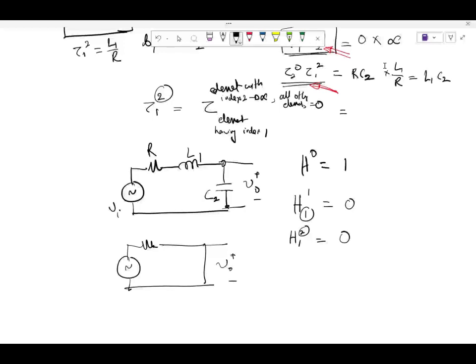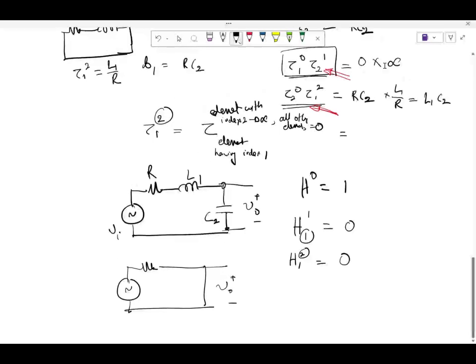What about H2 1 2? This should be very easy, right? H1 of 1 will be 1. Why? So H1 of 1 means what for here?